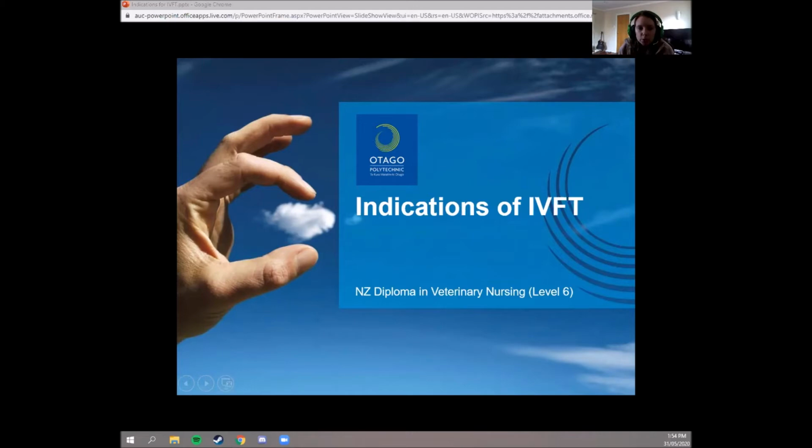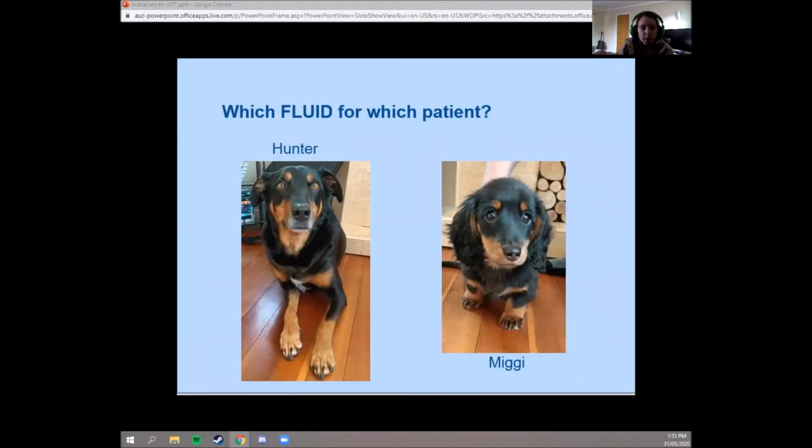I'm just going to talk to you today about indications of fluid therapy. So just focusing on when you might choose a particular fluid therapy in preparation for the vet directing the fluid plan for a patient. So here we have two patients. This is actually my two dogs. We've got Hunter to the left and we have Miggy to the right. So my question here is, which fluid for which patient?